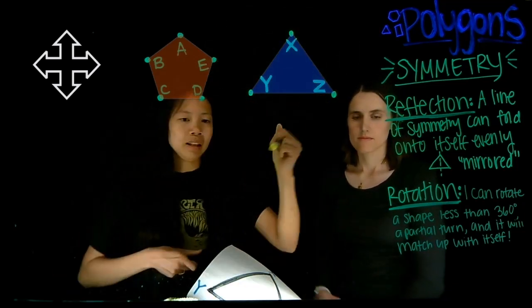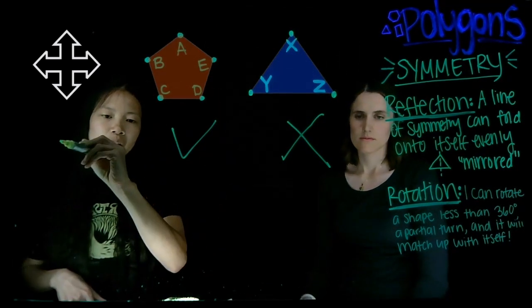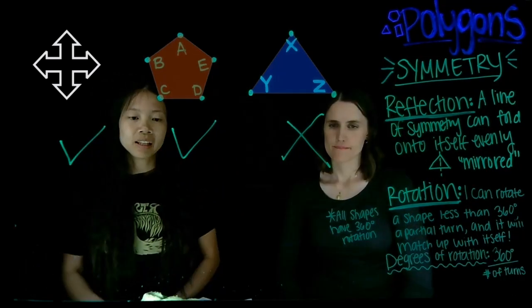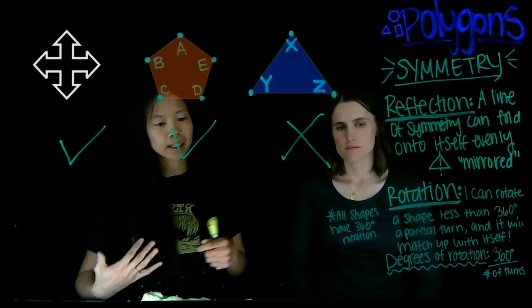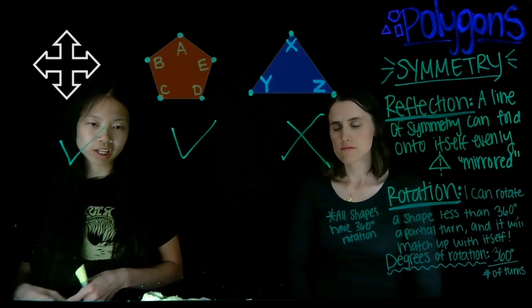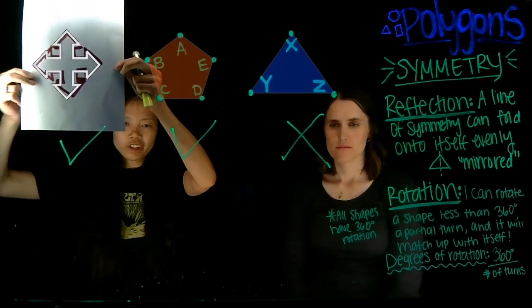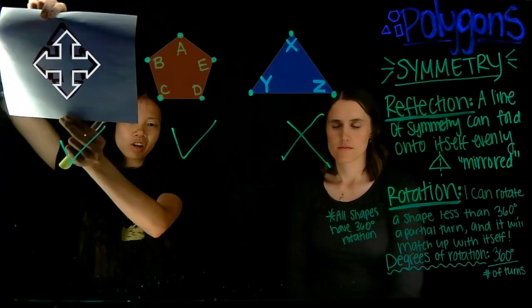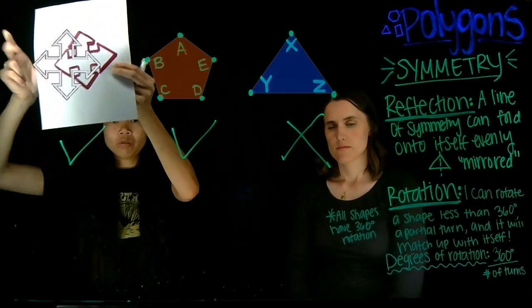So we would say this triangle does not have rotation symmetry, but this pentagon and this polygon do have rotation symmetry. Now that we've talked about whether a shape has rotation symmetry or not, let's refine it a little bit more and talk about degrees of rotation. Degrees of rotation helps us know how many degrees I need to turn a shape before it lands on top of itself. So in this case, I only need to turn it a fourth of the way.